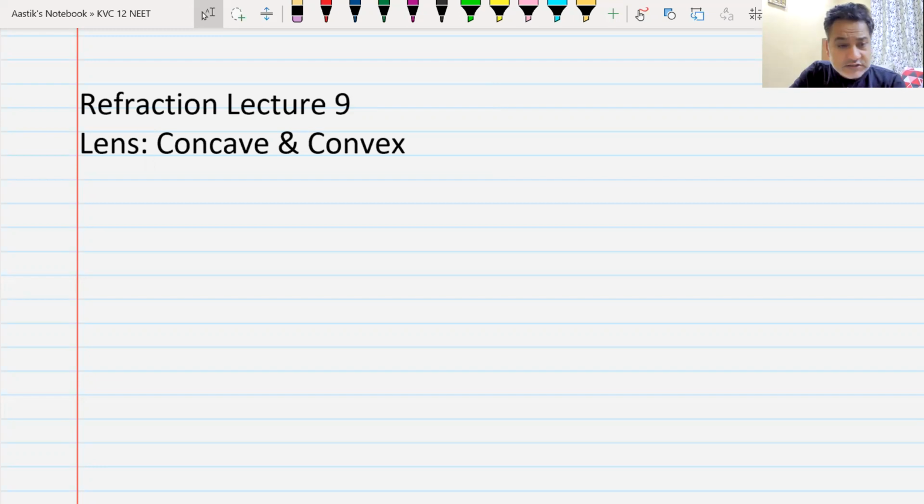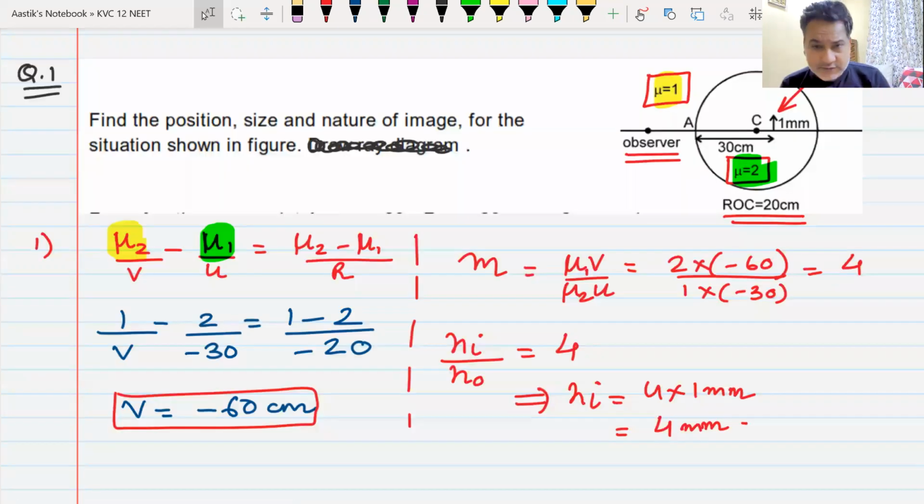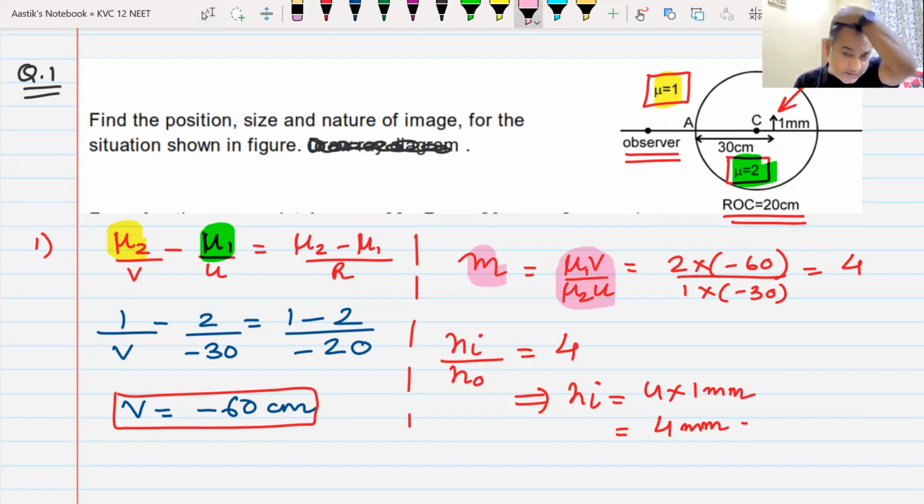In the previous lecture, I think we had dealt with refraction through a curved surface. Do we remember? We had solved problems of refraction through a curved surface. We had seen the sign convention, what is positive, what is negative, and we solved. We also saw the formula for magnification. Do we remember this formula for magnification? M = (μ1 v) divided by (μ2 u). Do we remember this formula? Yes, sir. Magnification through a refracting curved surface.